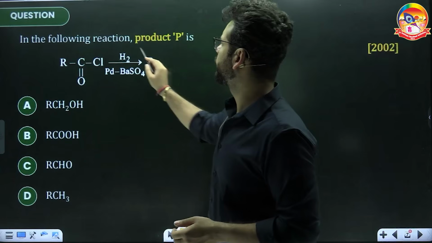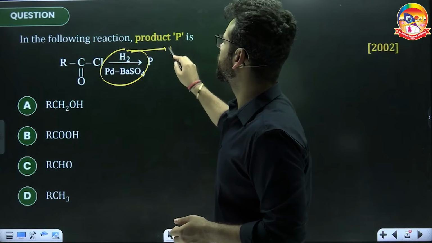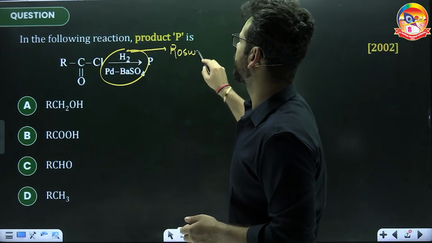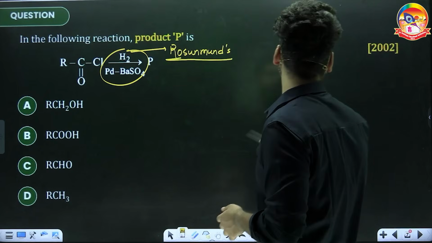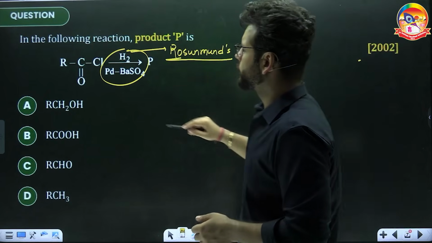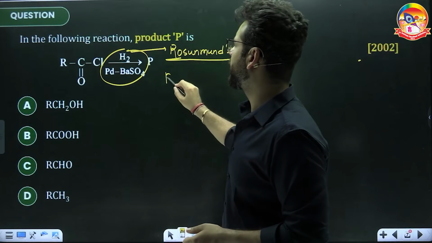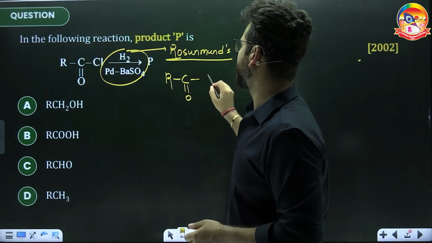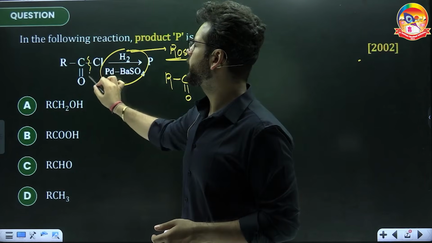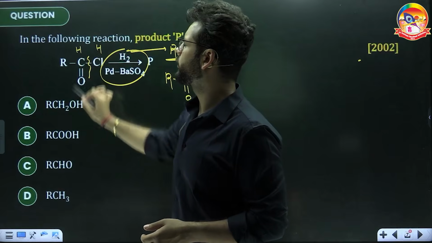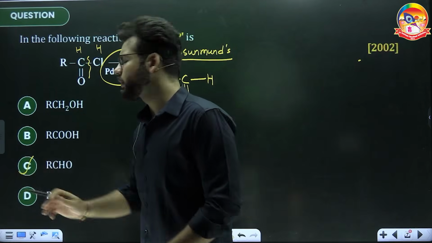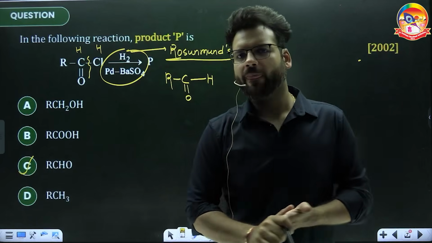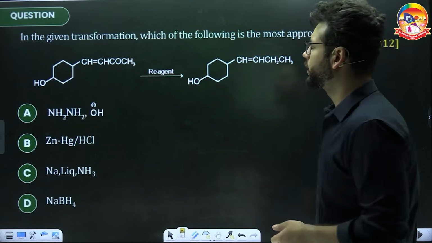Another beautiful question. This is Rosenmund reduction. Just now we had talked about Rosenmund reduction. Okay. So it is going to give you the preparation of aldehyde, RC double bond O. This bond will break. 1 nascent hydrogen goes here. 1 nascent hydrogen goes here. So we get our benzaldehyde or the aldehyde, which is option C. Moving on to the next one.